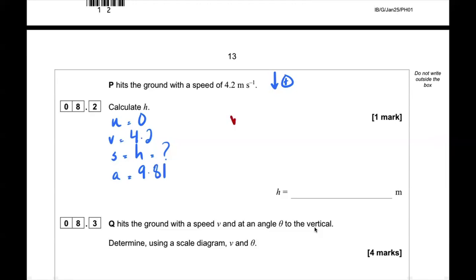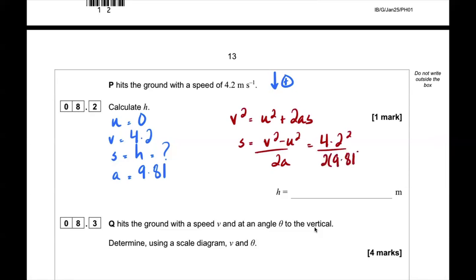So the equation of motion we would use is v squared equals u squared plus 2as. So s is going to be v squared minus u squared over 2a. So v is 4.2 squared, there's no u here, divided by 2 times 9.81. So that's going to be my answer here. If I do this, 4.2 squared over twice of 9.81, this is 0.8999, so 0.90 meters.